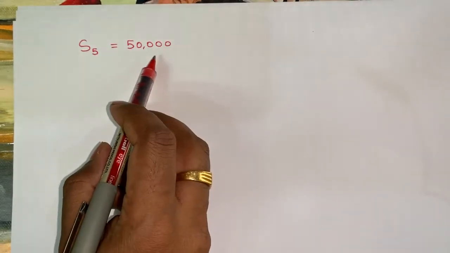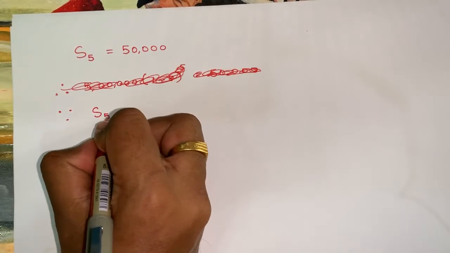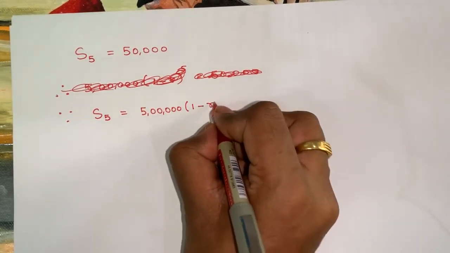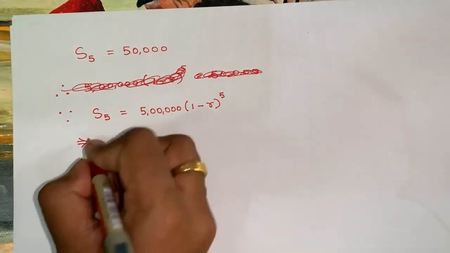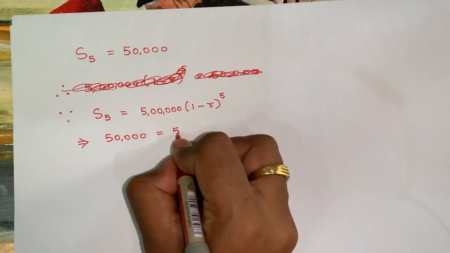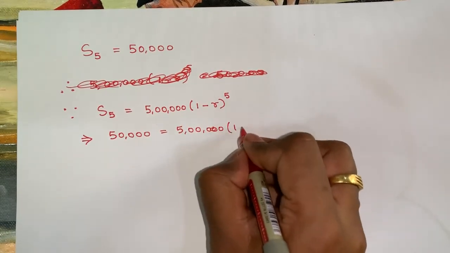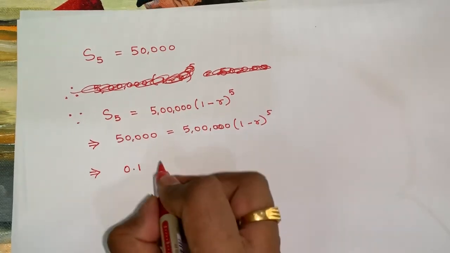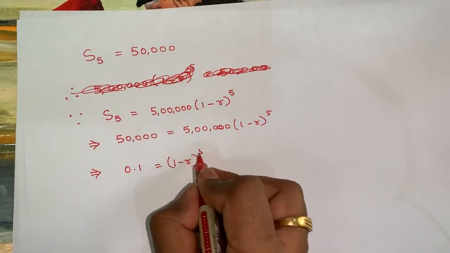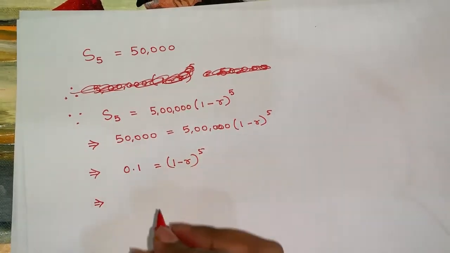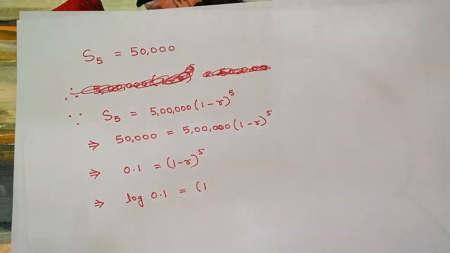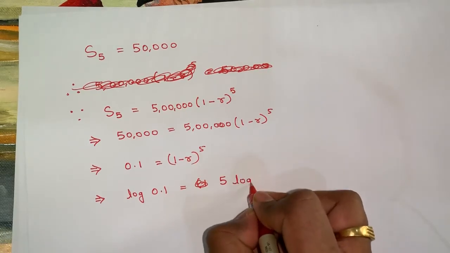We all know that the value of the asset at the end of fifth year is 50,000, which is the scrap value. Since S5 is equal to 5 lakh, that is our cost, times (1 minus rate of depreciation, that is R, which is unknown) to the power 5, this implies 50,000 is equal to 5 lakh (1 minus R) to the power 5. Now we will divide by this 5 lakh, so this becomes 0.1 is equal to (1 minus R) to the power 5. Now we will apply log on both sides, so this becomes log 0.1 is equal to 5 log (1 minus R).